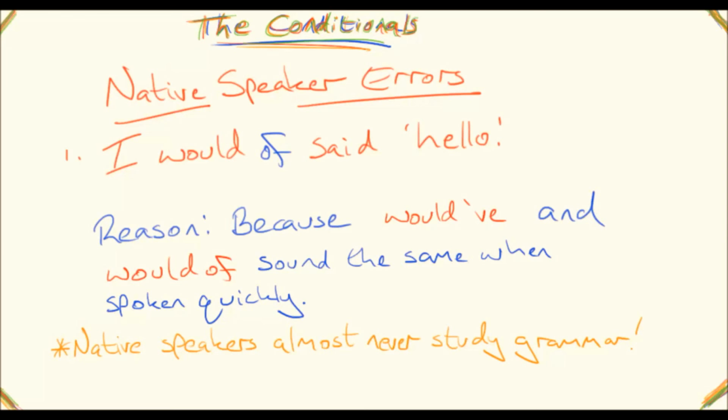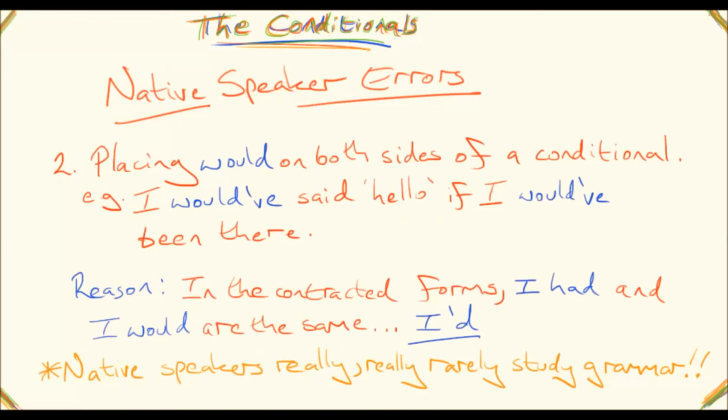Here's the second of the errors. Native speakers will sometimes place would on both sides of a conditional. I've strictly told you, that's not possible. The example being, "I would have said hello if I would have been there." Well, we know that in that sentence, the main clause, "I would have said hello," that's fine. But then we'll also sometimes put it in the conditional clause, "if I would have been there." We'll put it there erroneously.